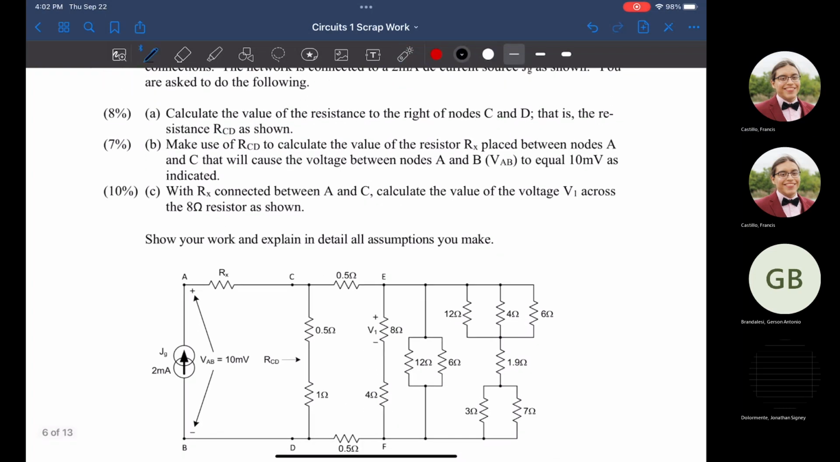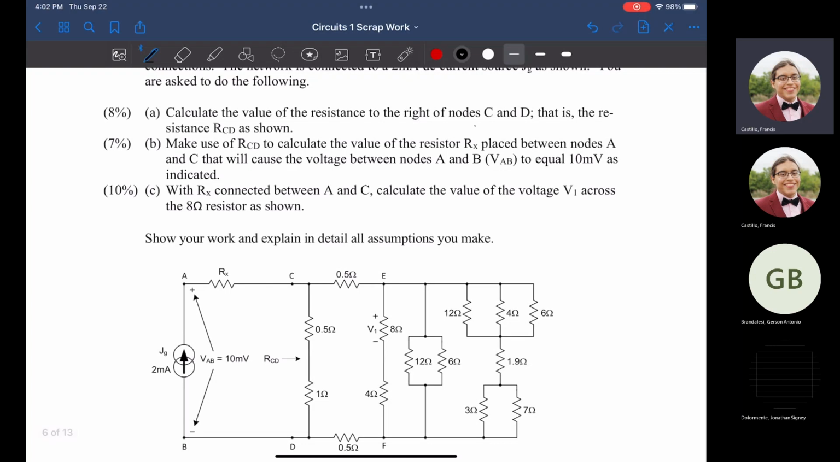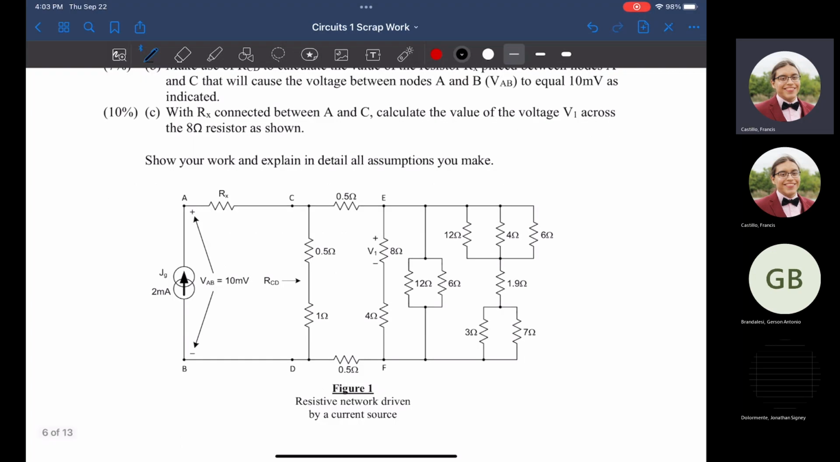So the value between nodes C and D, meaning everything to the right, is what we want to try and find the resistance for. Well, let's jump right into it. So I'm going to work right side down. I'm going to work on this branch first, this one second, this one third, and so on and so forth.